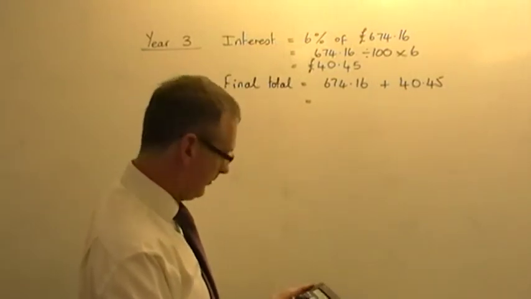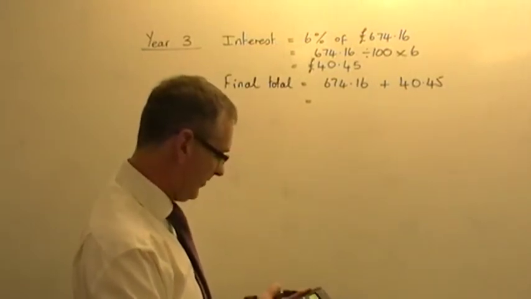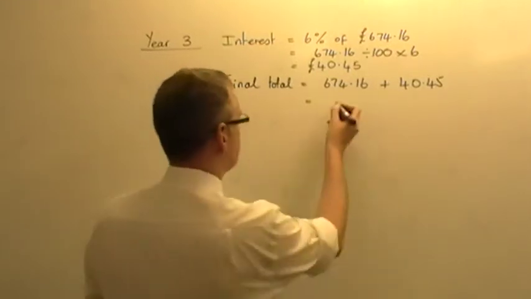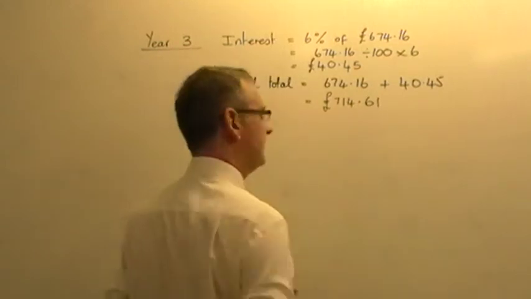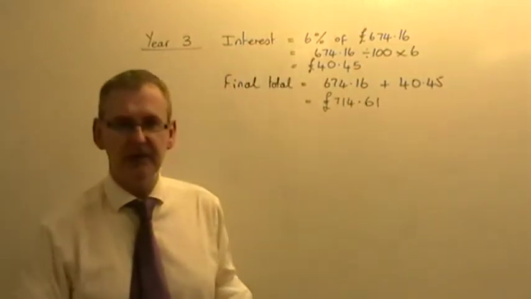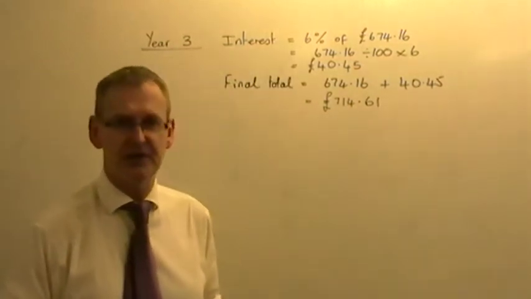674.16 plus £40.45, and you get an answer of £714.61 is the final total in the bank. And there you go, there's the compound interest question finished.